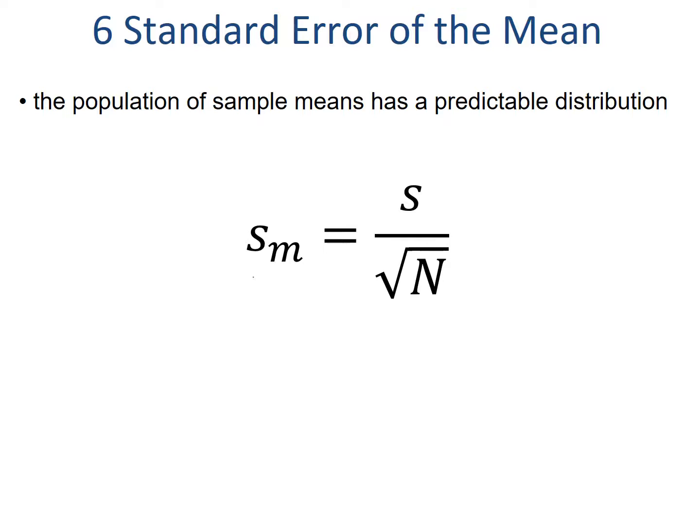So we say our standard error of the mean is Sm. We're going to say that we have our standard deviation of the sample divided by the square root of n, and that is going to tell us on average how far off that mean is. Of course, n is the number of samples.